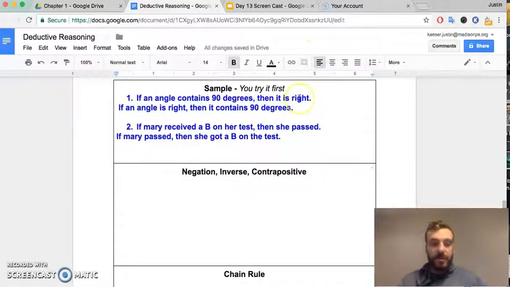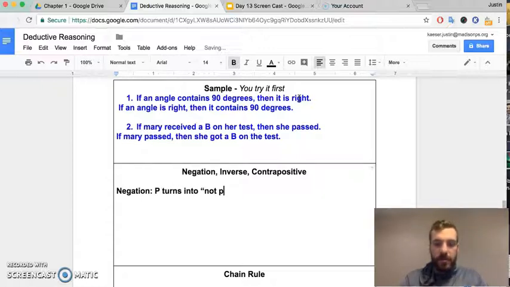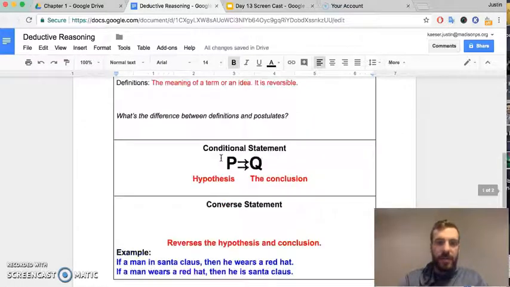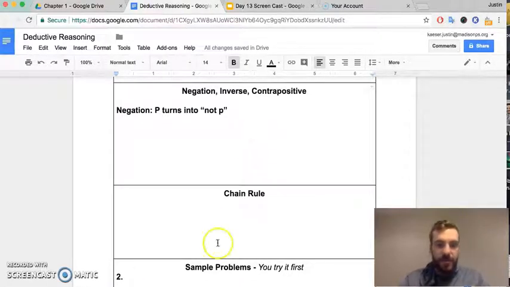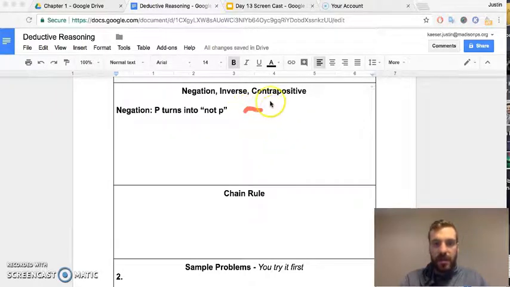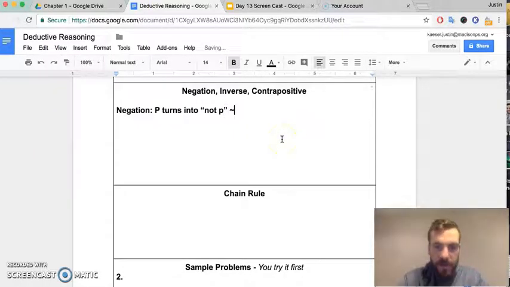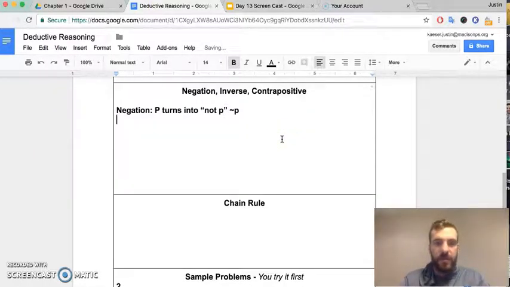Let's learn about negation. Negation is just when P turns into not P. So anytime we have a conditional statement with P, the hypothesis, we're saying not in there. We write it like this: it's this line with a P. That's how it looks.